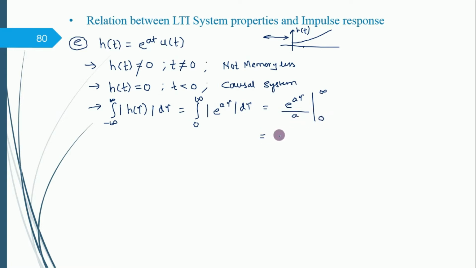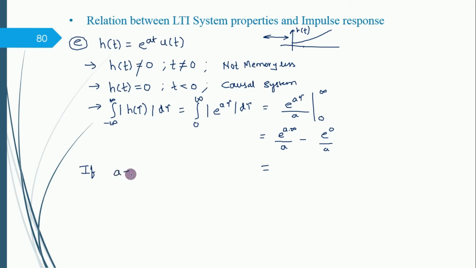So first I substitute infinity: e raised to a into infinity divided by a, minus e raised to 0 divided by a. If I solve this, you know that e raised to infinity, a into infinity, is again infinity. A raised to infinity, it again depends on the value of a. So you should be very careful, because generally a's value has not been mentioned.